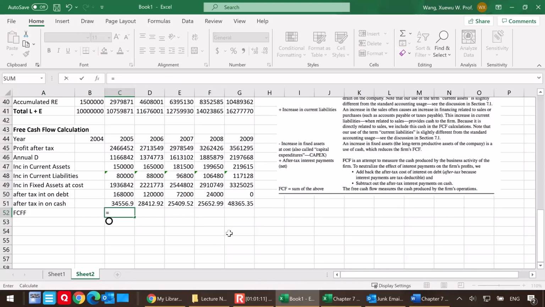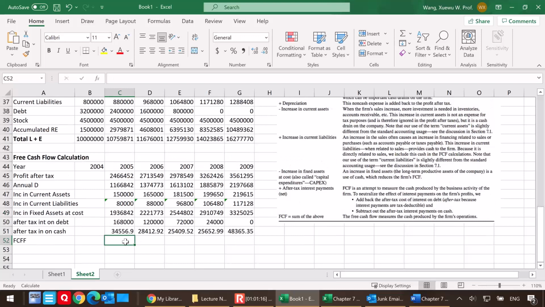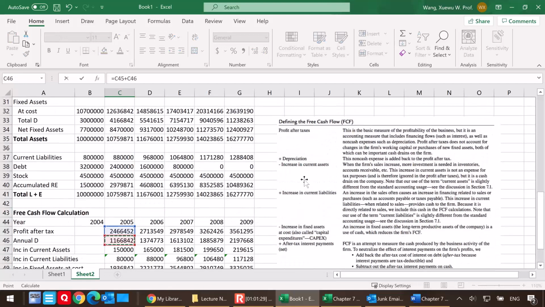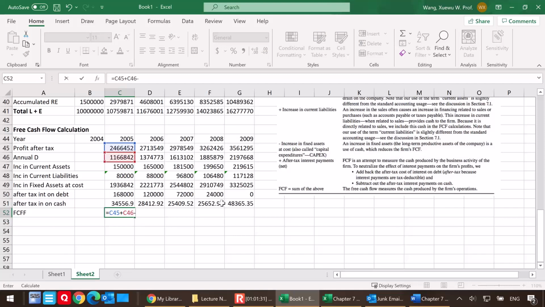So I'm going to do the calculations now, and I can actually follow this definition here if you want. So this is now equal to, let's look at the definition. Profits after tax, plus depreciation. We're putting back depreciation, and then minus increase in current assets, plus increase in current liabilities. This actually corresponds to the increase in net working capital. This is now reconciling with the free cash flow definition in equity valuation.